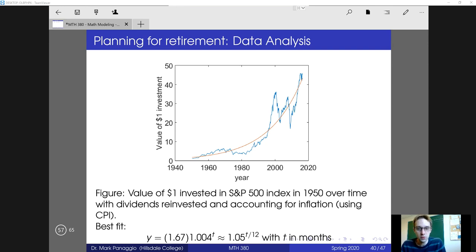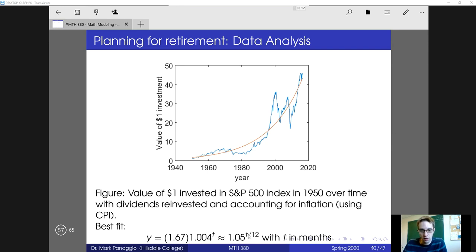But if you were to look at just the average rate of return, if you were to just fit some sort of exponential model to that data, what you'd see is that you could describe this with around 0.4% interest per month, or you could think of that as 5% interest annually. And so you could write down a nice little model where the value of that $1 is 1.05 raised to the t over 12, where t is the time in months.